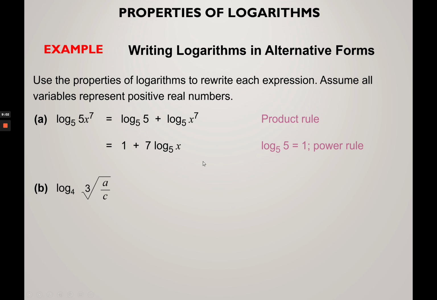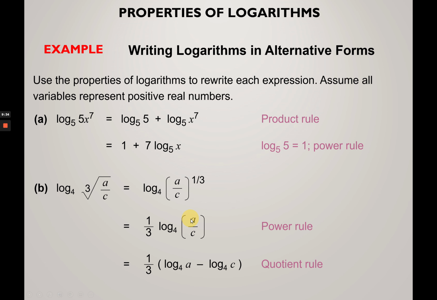Let's have another example. You have logarithm of the cube root of a over c. Remember, we can rewrite the cube root into rational exponent 1/3. Because there's no power, it means 1, root is 3. So the expression is raised to 1/3. By power rule, we can write 1/3 in front. By quotient rule, we can separate logarithm base 4 of a and logarithm base 4 of c by subtraction, which is your quotient rule. The 1/3 stays in front. A and c were separated in the same logarithm with a minus sign according to quotient rule.